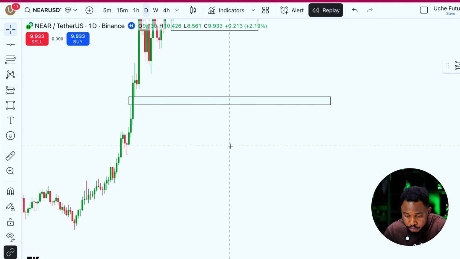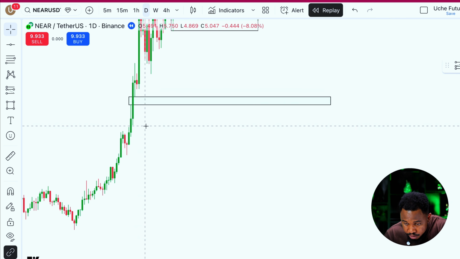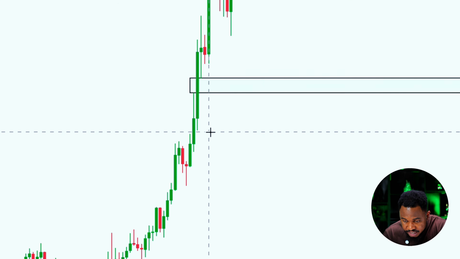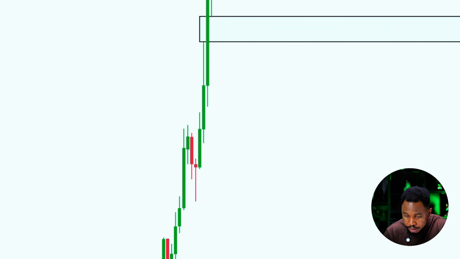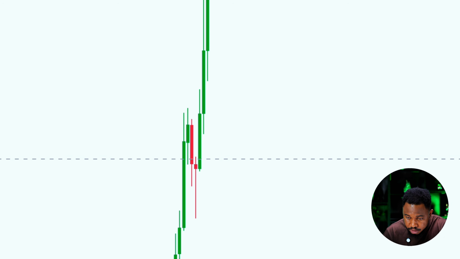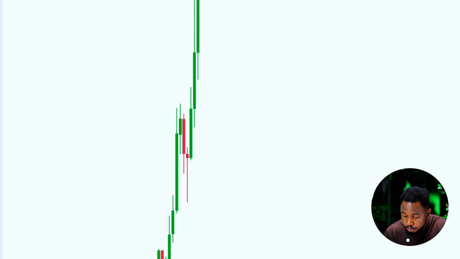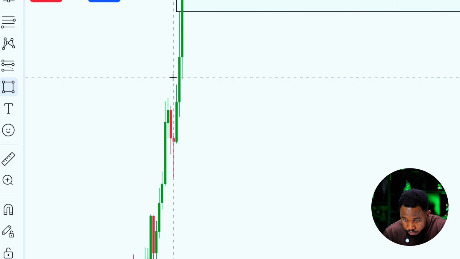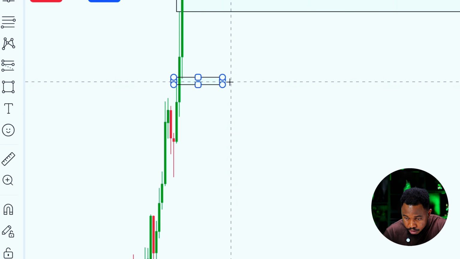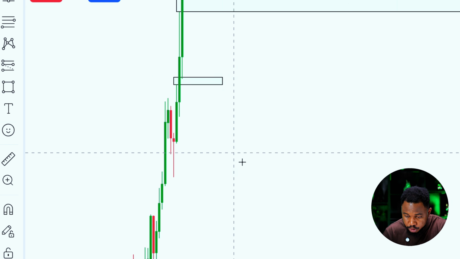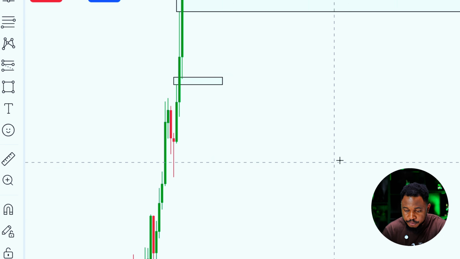Let's look out for other areas here if we can find any. So there is a very tiny one, almost. I can zoom this out and look for it. So this here is another area, very small actually. So these are like your fair value gap.